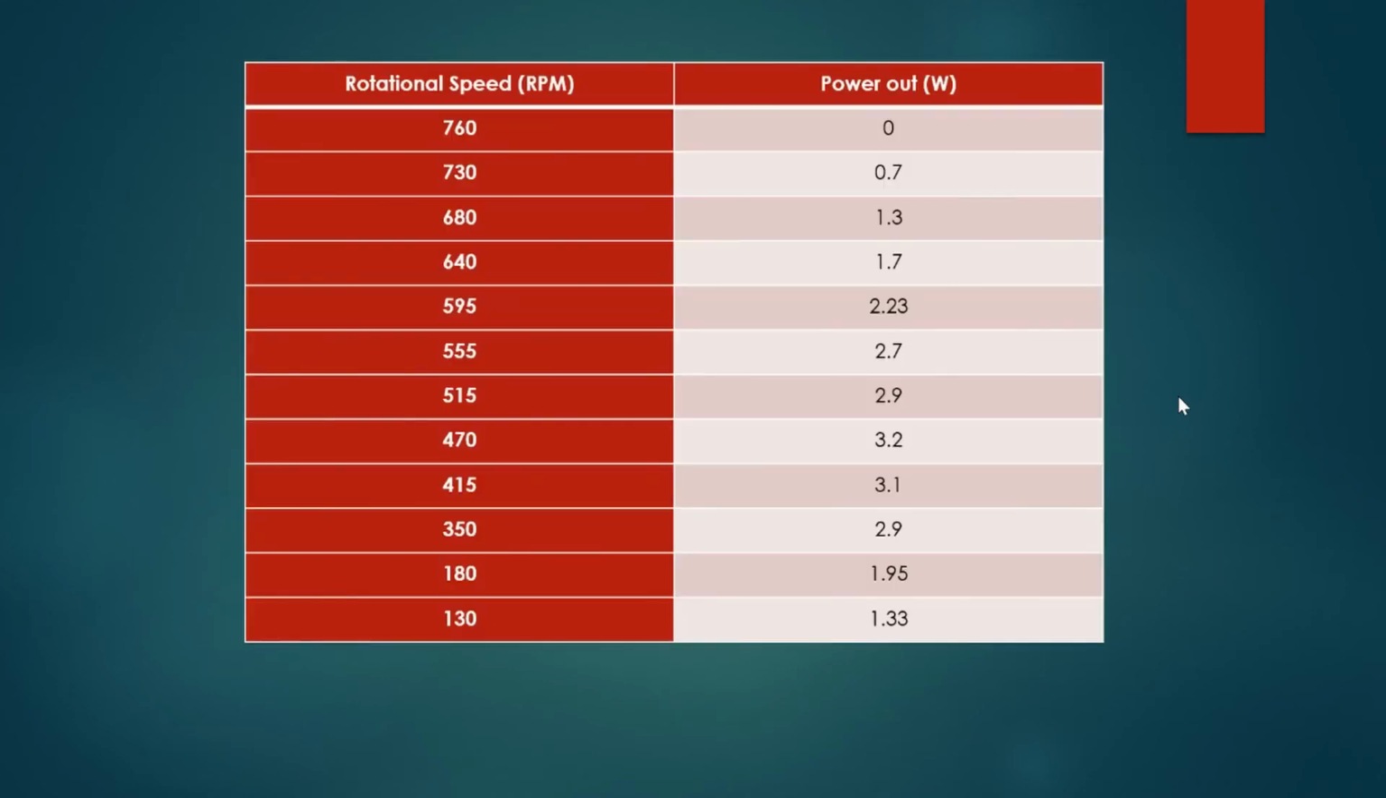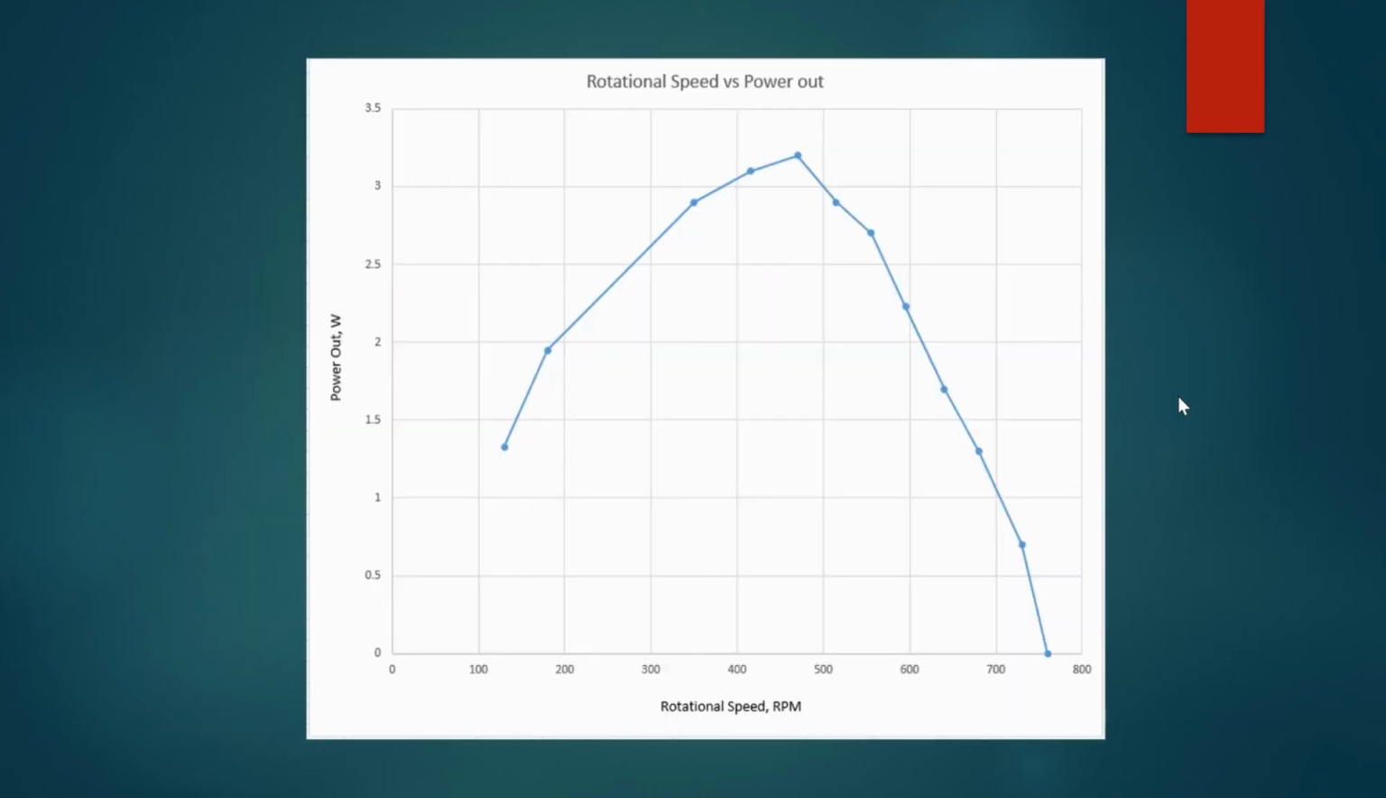So this is the table that we have measured that consists of rotational speed and power output. By using that table before, we plotted this graph where rotational speed versus the power output, and get this kind of graph.